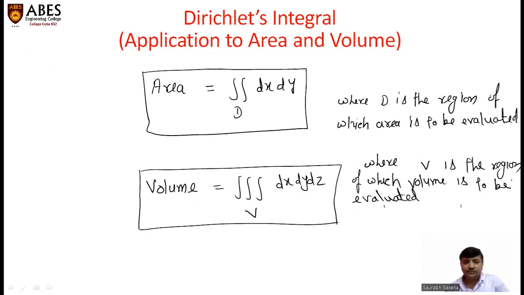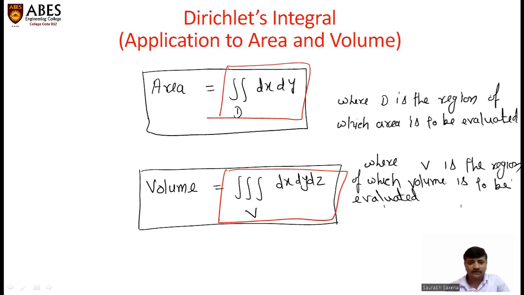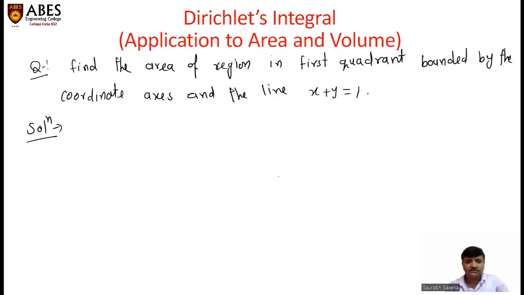evaluated. The thing to be noted here is that in the formula for area in two dimensions, there is no integrand, it is considered as 1, and similarly in case of volume, where a three-dimensional integral is used, the integrand is 1. It means we must remember the two formulas, double integral dx dy for area and triple integral dx dy dz for volume, without integrand. So here we go with the problems that will illustrate how Dirichlet's integral is useful in case of area and volume. So first we go with the concept of area.